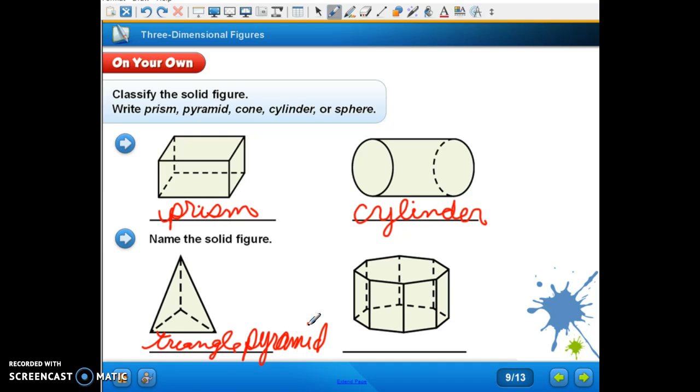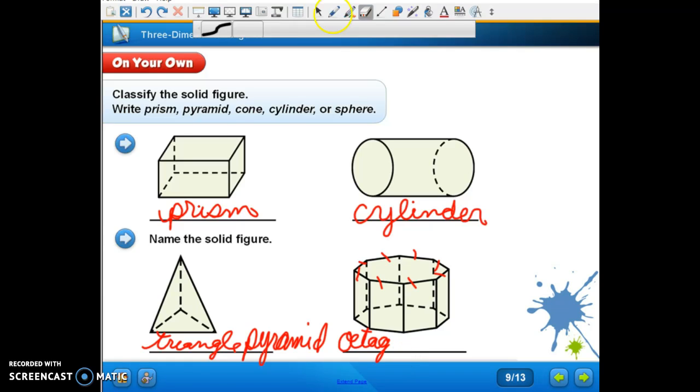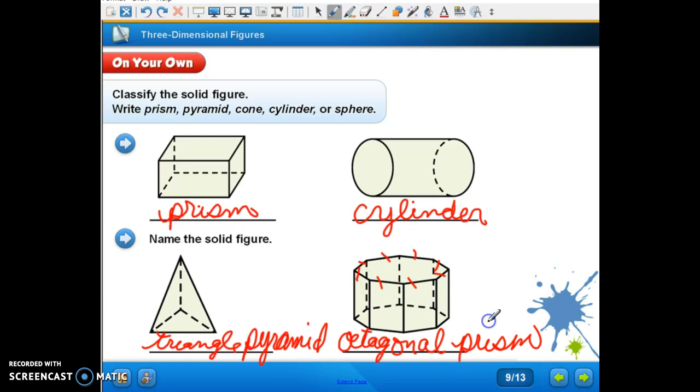Okay. And then this one, I believe, is number 15. How many sides do we have here? 1, 2, 3, 4, 5, 6, 7, 8. So it's octagonal. I spelled that wrong. Pyramid or prism? Does it come to a point? Prism.